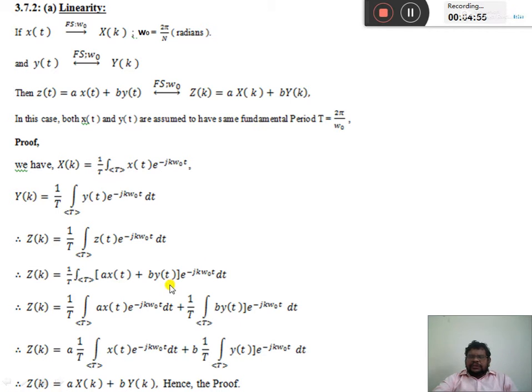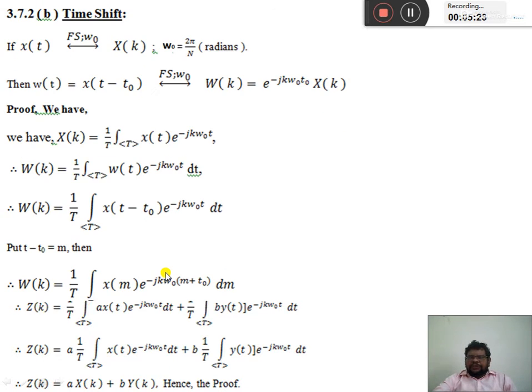Okay, and everything is shifted. Okay. Solving this, a is the constant with a function of dt. So a is the constant and here b is the constant. So after that point, this entire first term apart from the a is nothing but x of k, whereas the entire second term apart from b is the y of k. So z of k is equal to a times x of k plus b times y of k. Hence it proves the linearity property.